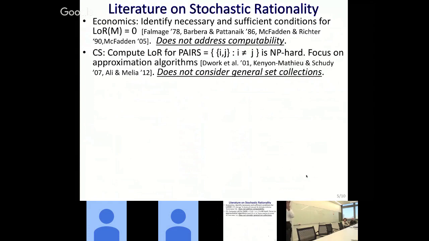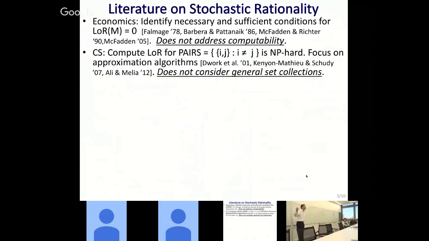But in the CS literature, they have looked at computing this limit of rationality for a very specific collection of subsets consisting of pairs of products. It's just all subsets of size 2. And even for pairs, computing the limit of rationality is provably NP hard. There's lots and lots of work, in the early 2000s and recently, to come up with approximation algorithms for how you approximate that bound. This is NP hard to compute.